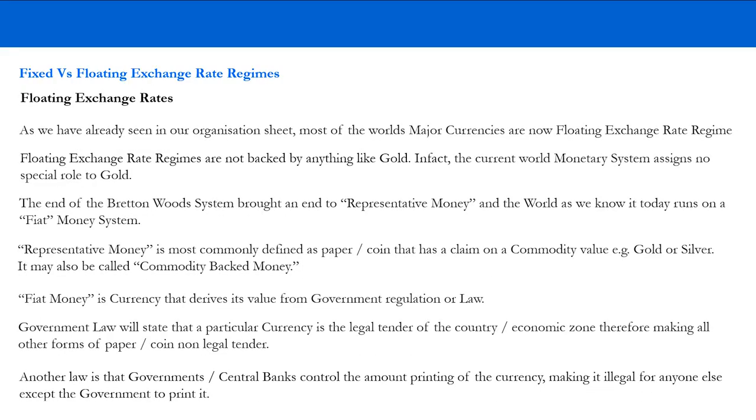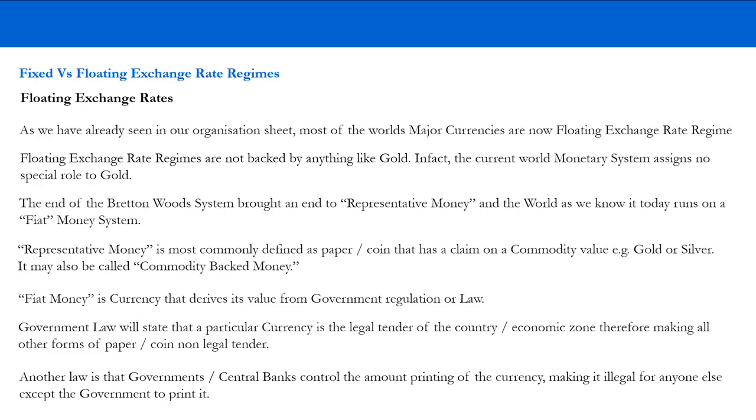And as we already saw in video 1 in our organization sheet, most of the world's currencies are now floating exchange rate regimes. And floating regimes are not backed by anything like gold. In fact, the current world monetary system doesn't assign any special role to gold at all. The end of the Bretton Woods system brought an end to a representative money system, and the world as we know it today runs what we call a fiat money system.